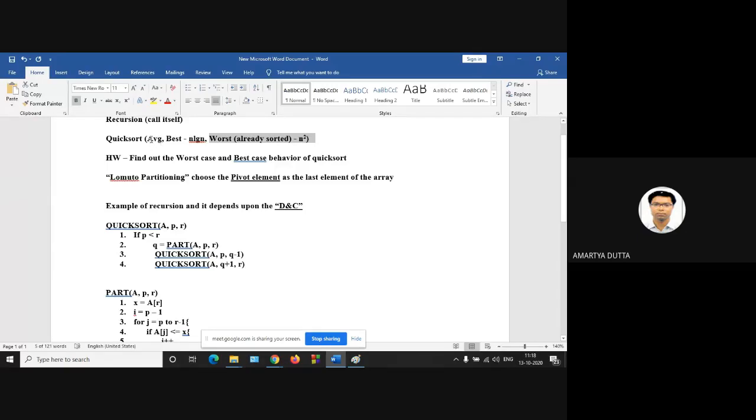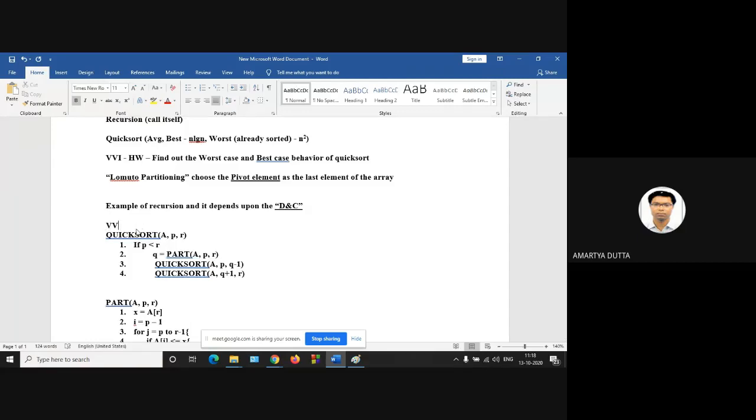But average and best case, average derivation is out of syllabus. The average case behavior is n log n, and best case is also n log n. Okay. You have to derive these two, worst case and best case. These are very, very important for your exam purpose. And Lomuto partitioning and quick sort are also important for your exam.